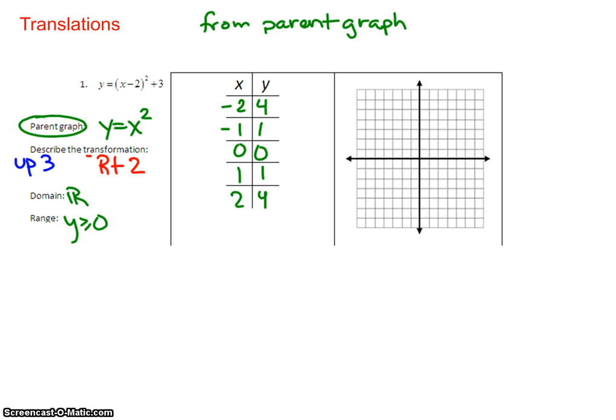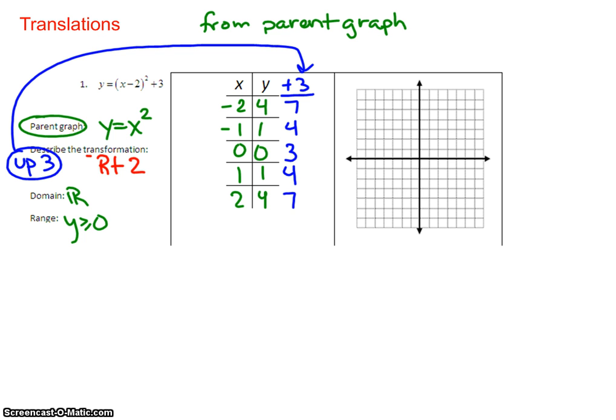Now, how I'm going to transform it is to go in and look at my transformations. I went up 3. Up 3, that changes my y value. So what I'm going to do is move every one of my y values up 3, which means I'm going to add 3 to each one of these. And then I do the same thing to my range. So now my y's are going to be greater than or equal to 3.